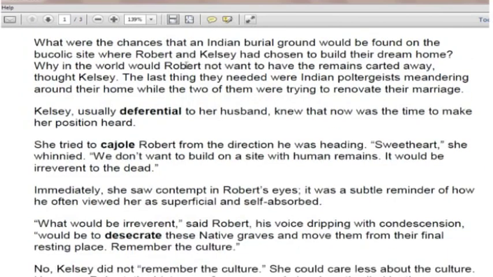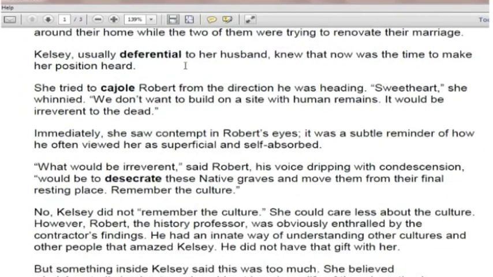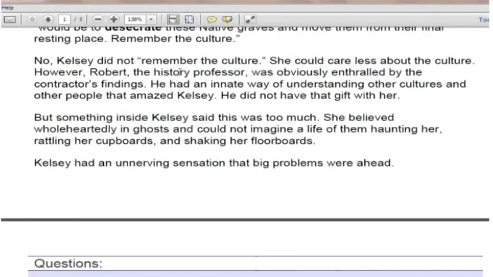Kesley, usually deferential to her husband, knew that now was the time to make her position heard. She tried to cajole Robert from the direction he was heading. "Sweetheart," she said, "we don't want to build on a site with human remains. It would be irrelevant to the dead." Immediately, she saw contempt in Robert's eyes. It was a subtle reminder of how he often viewed her as superficial and self-absorbed. "What would be irrelevant," said Robert, his voice dripping with condescension, "would be disturbing these native graves and moving them from their final resting place. Remember the culture?" No, Kesley did not remember the culture. She could not care less about the culture.